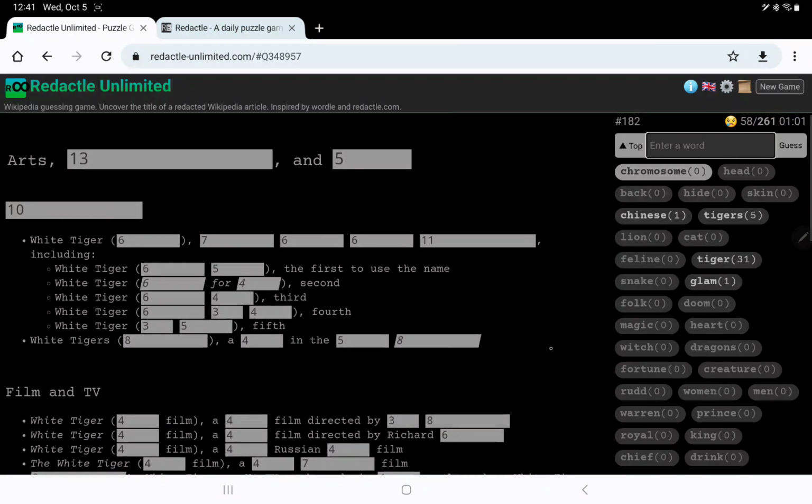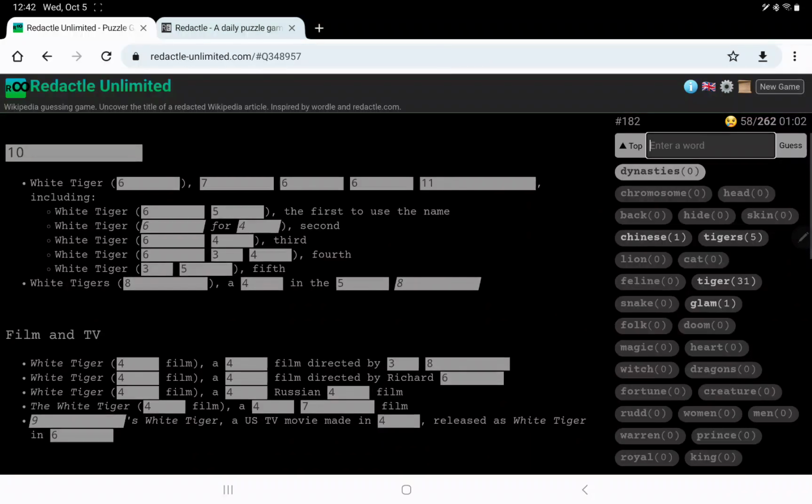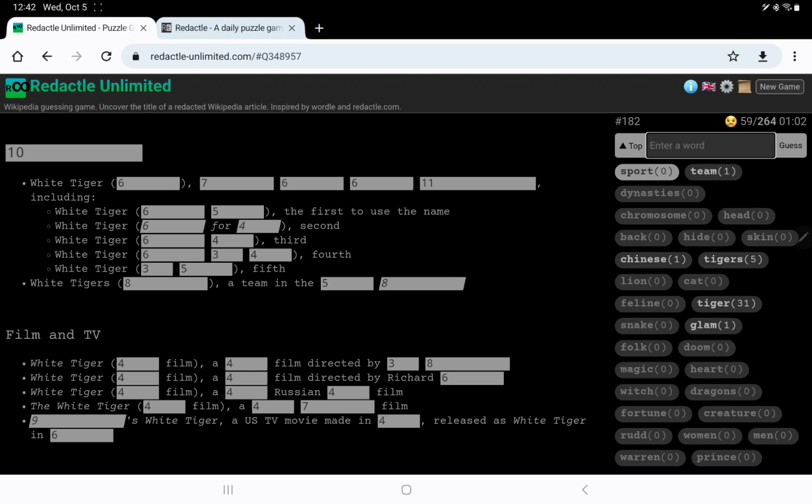All right. Still don't know this white tiger, the first, second, third, fourth. I wonder if they could be dynasties. No, that's only 9. White tiger 6. And then white tiger, maybe a team in the sport, in some kind of league. Yeah, I'm not sure what that is.